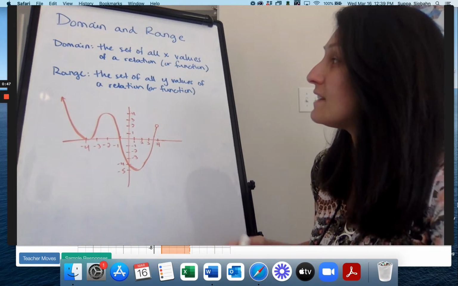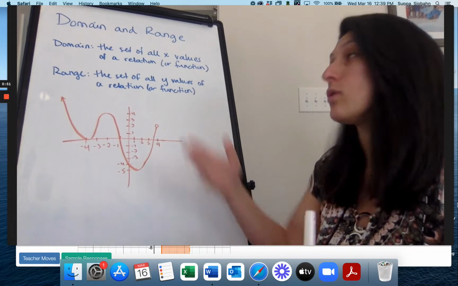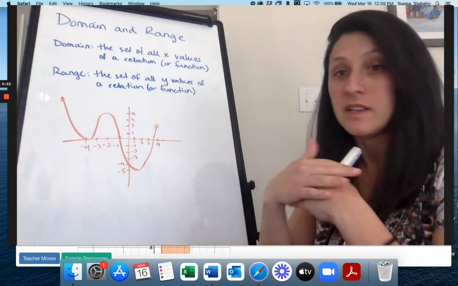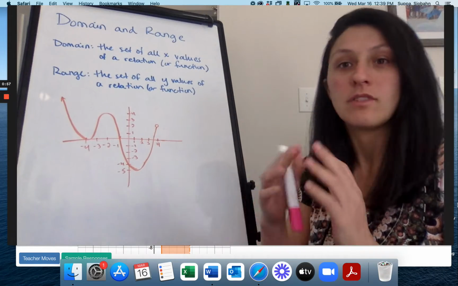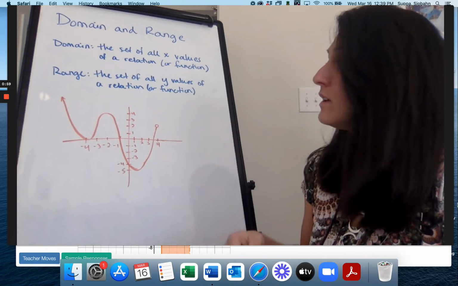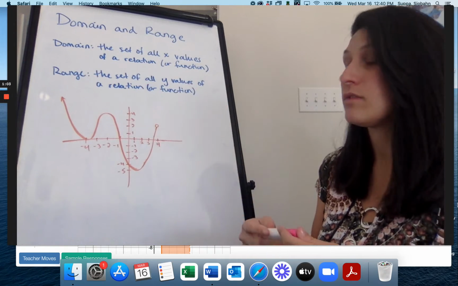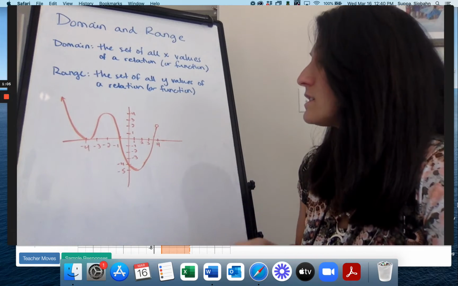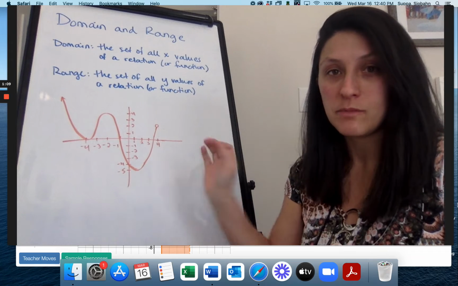The domain is the set of all x values of any relation, or a function more specifically. It's just all the x values that exist in that relationship between x and y. The range is the same idea, but it's all the y values of a relation. These two concepts are easiest to see and understand graphically.